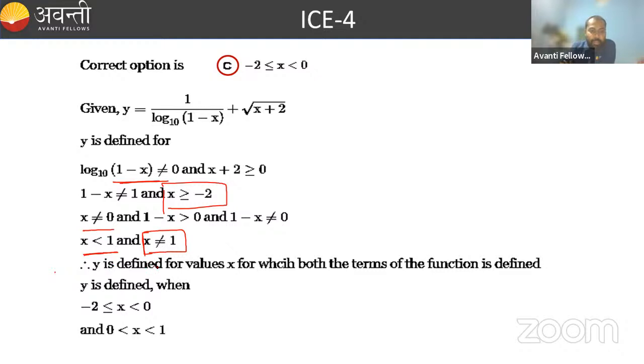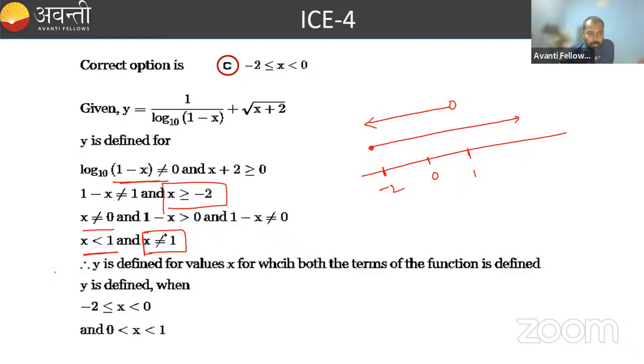That is, one is x is greater than or equal to minus 2. This is minus 2. This is 0, 1, right? x is greater than or equal to minus 2. x is less than 1. And x is not equal to 1. That is, x is not equal to 0 also. ठीक है? x is not equal to 0 also.